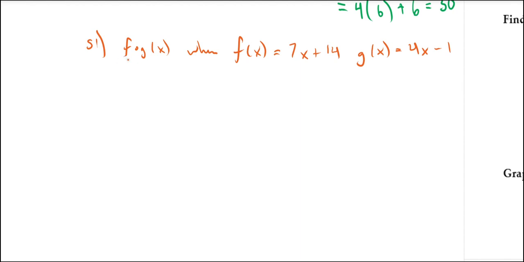Number 51 wants us to evaluate this function composition with f and g given. This is, of course, going to be equal to f with g plugged into that.